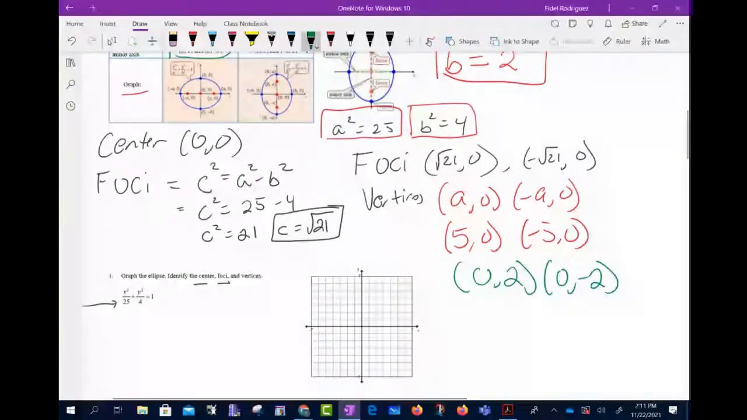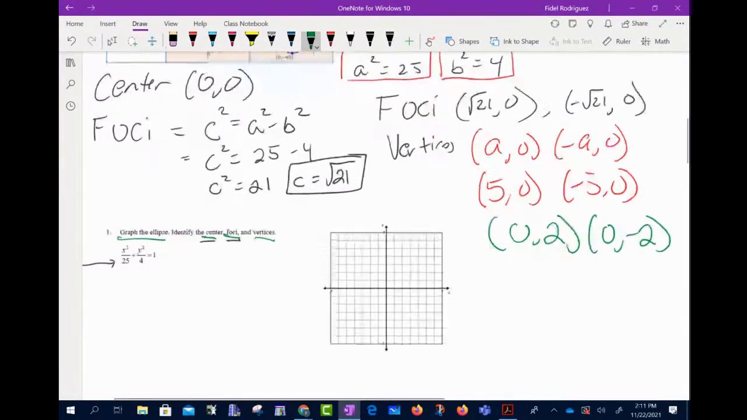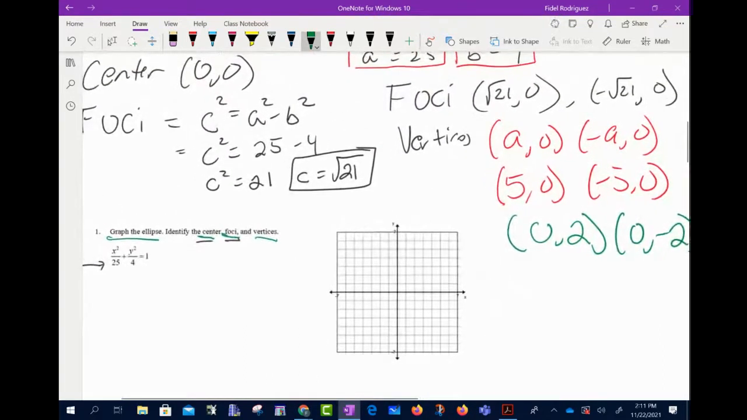All right. So now what we're going to do, we found the center, we found the foci, we found the vertices. Let's see if we can graph this thing. Okay, so I'm going to zoom in just a little bit. Y'all remember what we said the center of this thing was? (0, 0). Okay, so I'm going to put my point here. There's my (0, 0). Okay, now let's plot our vertices.